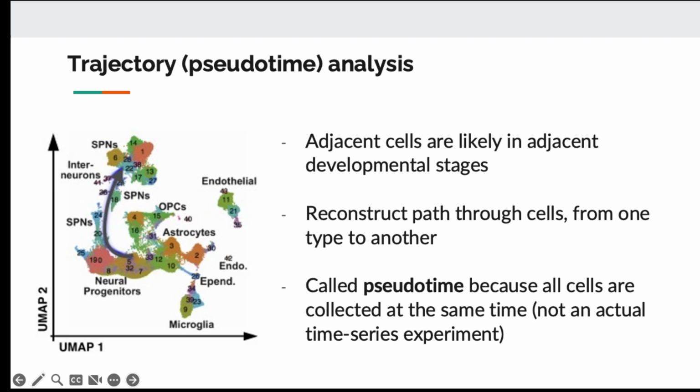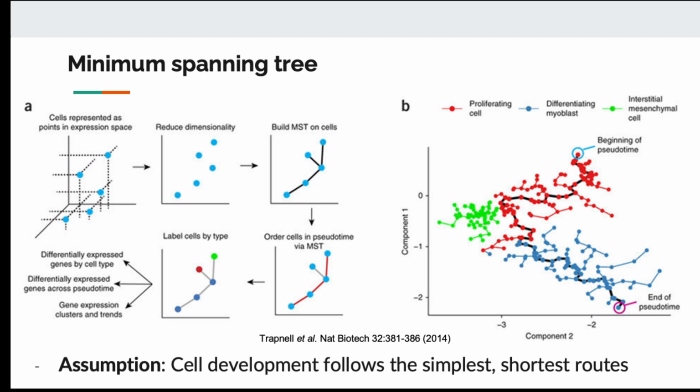Okay, so our hope is to be able to draw this kind of arrow that goes from one cell type to another. Okay, so there are many ways that people came up with for this purpose. So computer science people say that, okay, if we assume that cells develop from one type to another, why don't we assume that cells go from this stage or this type to the next stage or the next type along the shortest route?